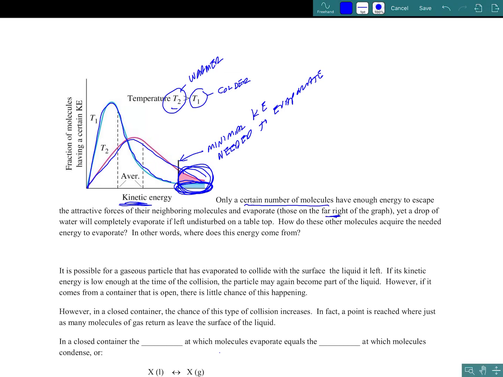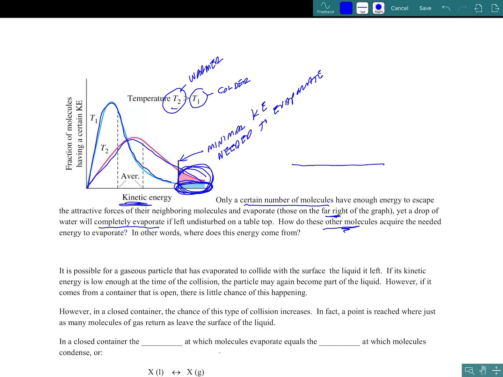Yet, if I have a drop of water left undisturbed on my tabletop, all of those molecules will completely evaporate if left undisturbed. How do these other molecules acquire the needed energy to evaporate? In other words, where does this energy come from?